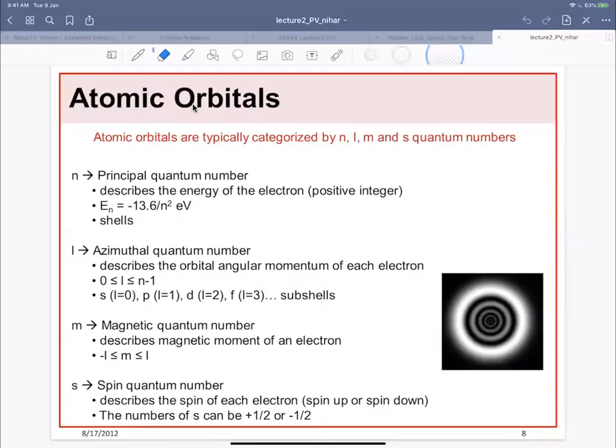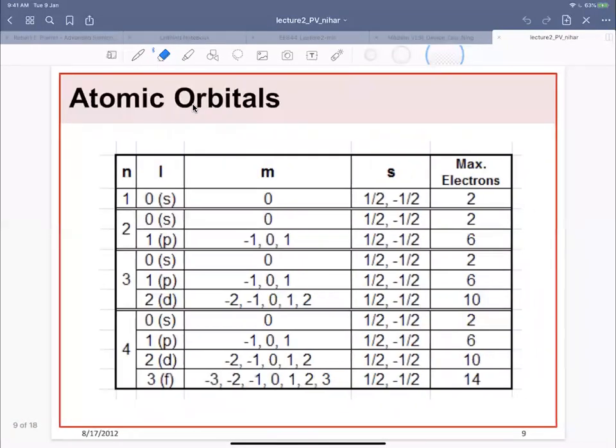This is for a hydrogen atom. So n, l is the azimuthal quantum number, m is the magnetic quantum number, and s is the spin quantum number. Based on that, you know the atomic orbitals. For the first energy state, n equal to 1, there can be a maximum of 2 electrons, because they have 2 different spins. So n equal to 1, I have 2 electrons, and that is the s orbital.